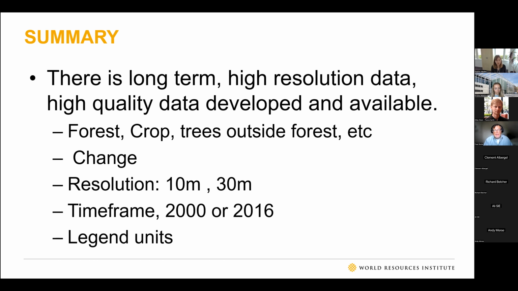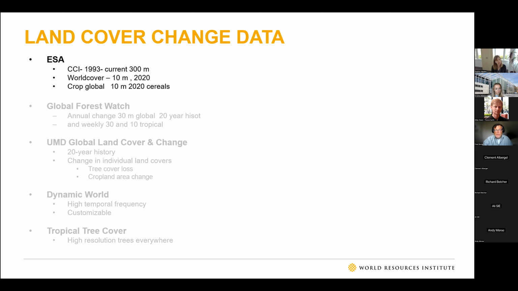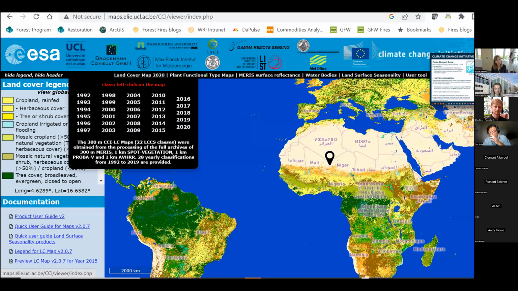And that, again, from planetary to local scale, with that resolution, that's easy. Time frames: the 30 meter often started in the 2000s, the 10 meter Sentinel data in 2016. But again, now we're in 2023, we soon also have 10 years of 10 meter data. And of course, there's a lot of difference in legends. Some have very extensive legends, some have short legends, and that depends on why you want the land cover data. So quickly going to the ESA data, we saw this already.